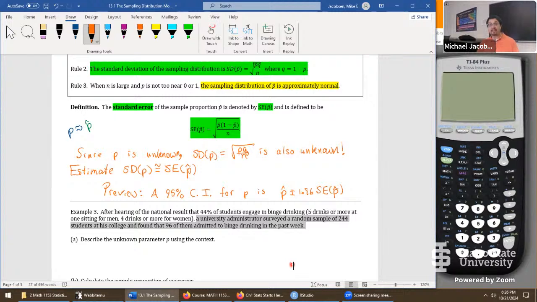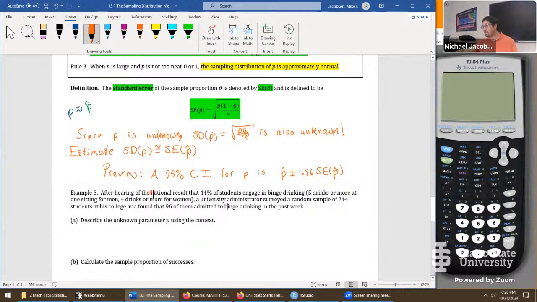So that's a whole statistical problem. This is a real one that we can analyze with a confidence interval, but we're really just doing a pre-analysis on it, looking at all the new moving parts like standard error, for example. But this is actually a pretty tricky problem. It's pretty standard in a certain sense. What's tricky is this said national result for students who engage in binge drinking, and they gave us a value at 44%.